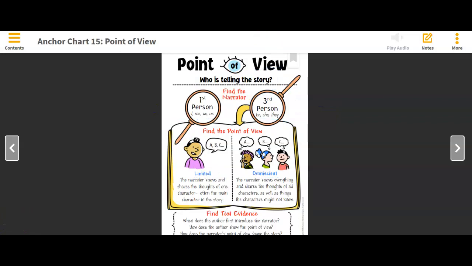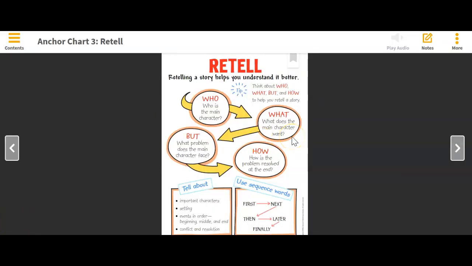The other skill that we're going to be focusing on is retelling, okay? So retelling a story, we're thinking about the who, what, when, and where is good as well, and then thinking about the but, what problem does the main character face, and then how is the problem resolved at the end. We can utilize sequence words to help us make sure that we're getting that order correctly. It is important that it is in sequential order. Sequential order means that it goes first, next, then later, last. And we will be working on a sequencing and summarizing activity for lesson 3.